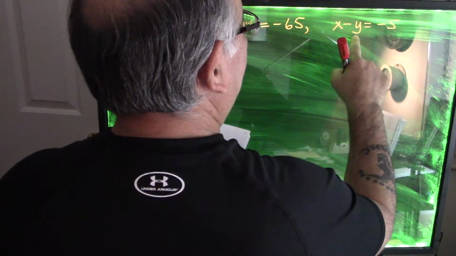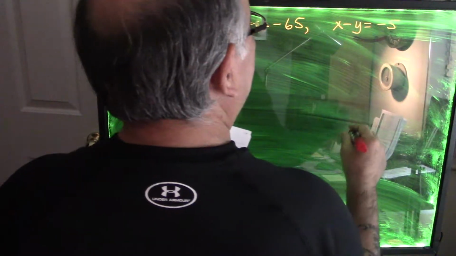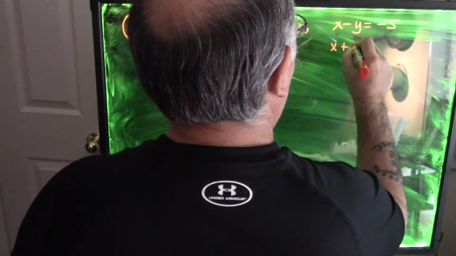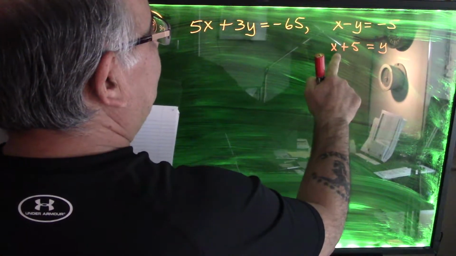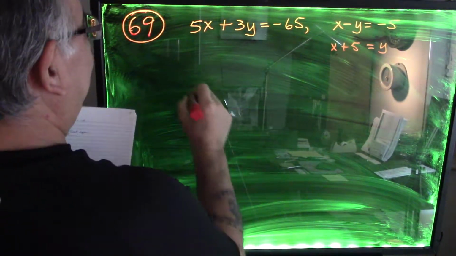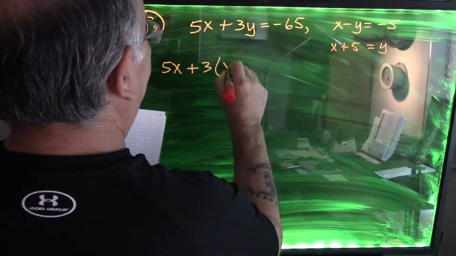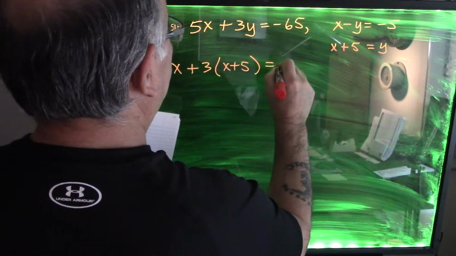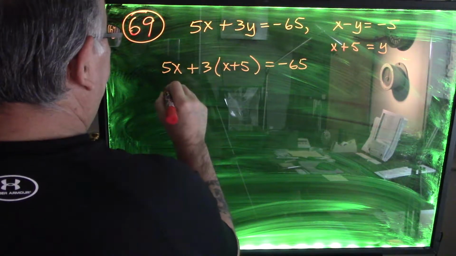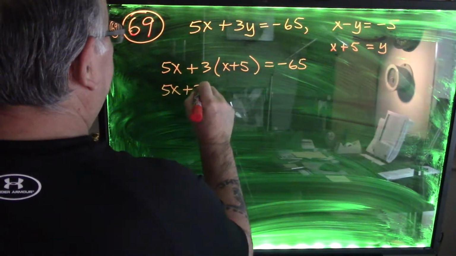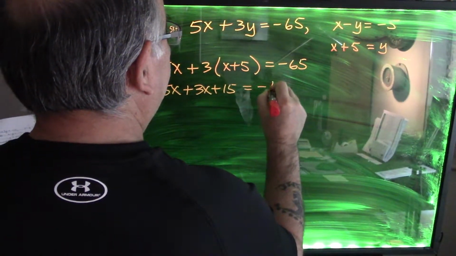Okay, so you're going to have, move that over to the right, that becomes y. Move the negative 5 over to here, that becomes positive 5, equals y. So y equals this, so you're going to plug that in right there for y. So you got 5x plus 3 times x plus 5 equals negative 65. Alright. So we've got 5x plus 3x plus 15, distributing the 3 through, equals negative 65.